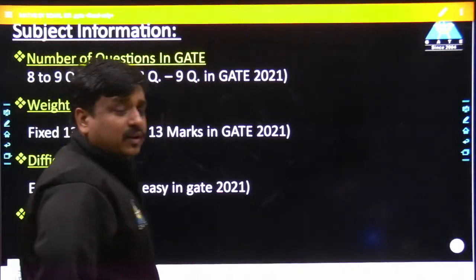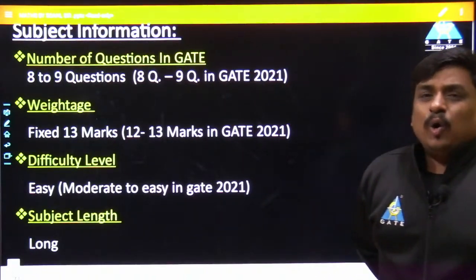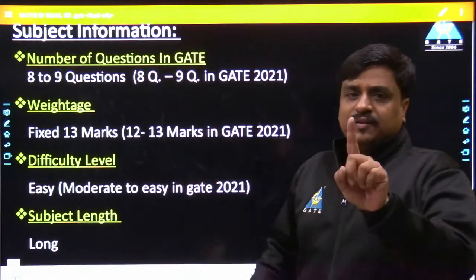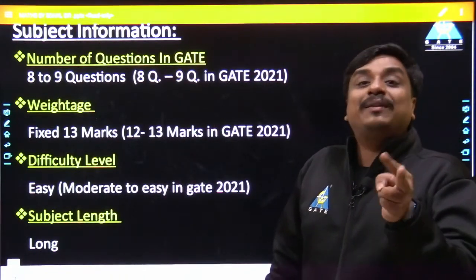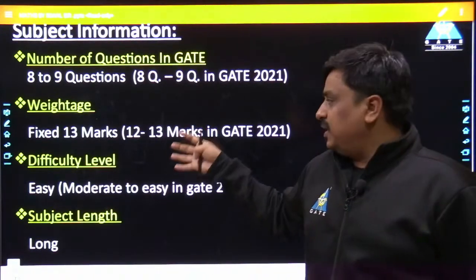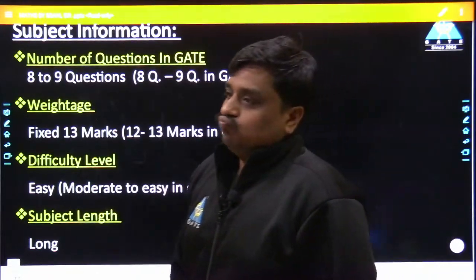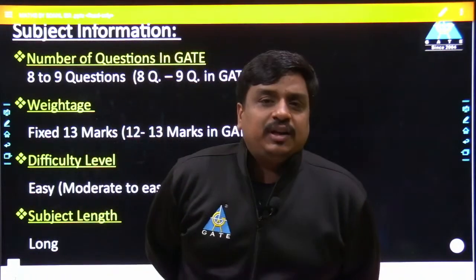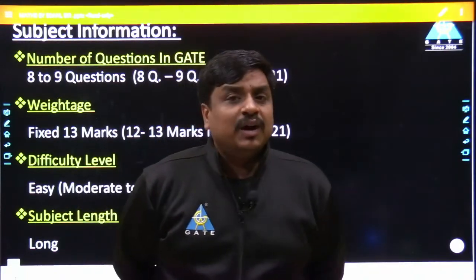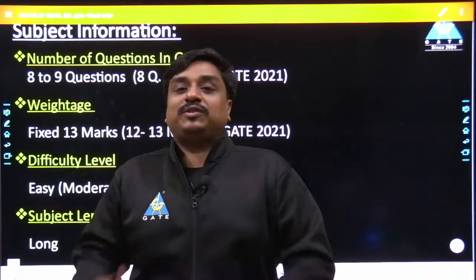See, whenever the preparation strategy of any subject comes to mind, the mind always asks how much weightage that subject has in GATE. That's the first thing. How many questions come from that subject, and at the same time we also have one doubt in our brain, sir, what about the difficulty level as well as the subject length. My dear friends, so far till GATE 2020, the weightage of mathematics was somewhere 10 marks, 8 marks, 11 marks, 9 marks, depending on the different streams as well as different sections of these streams.